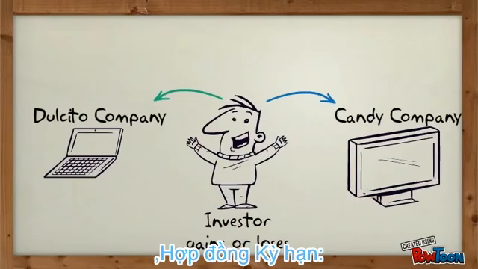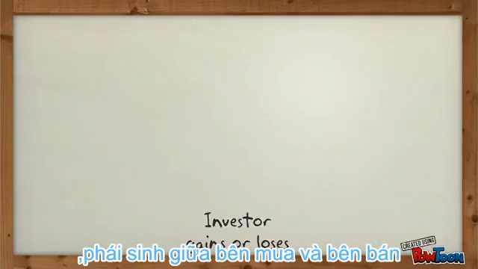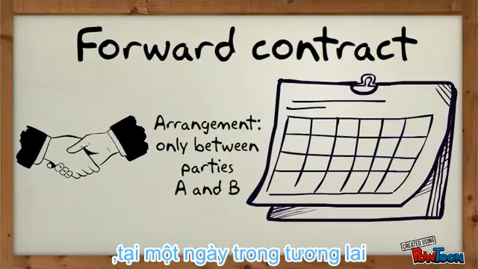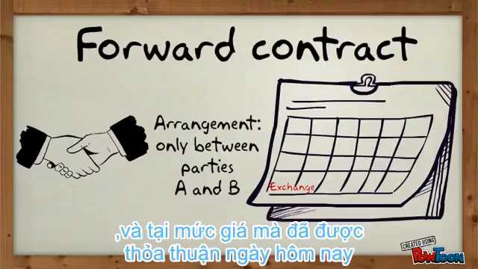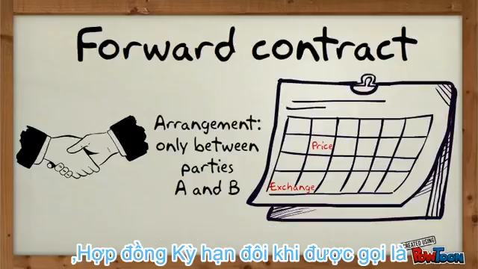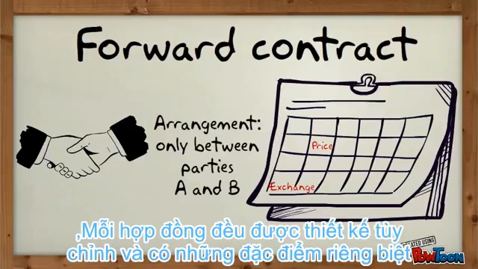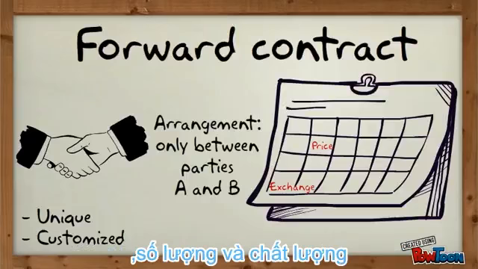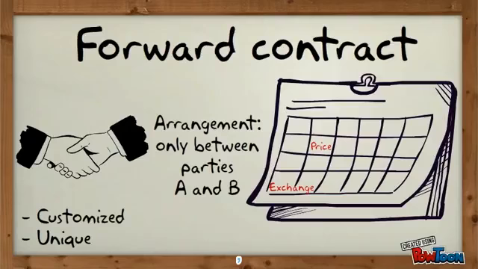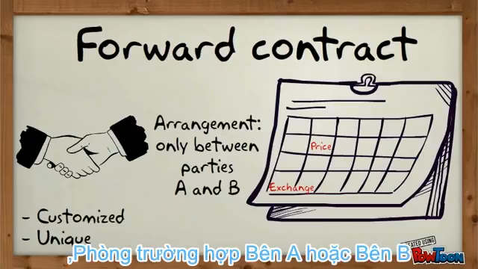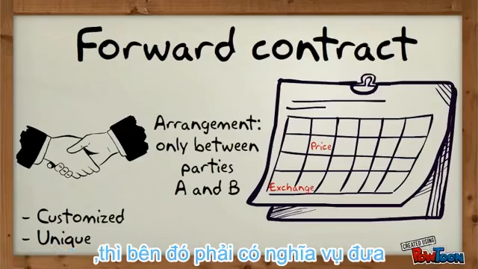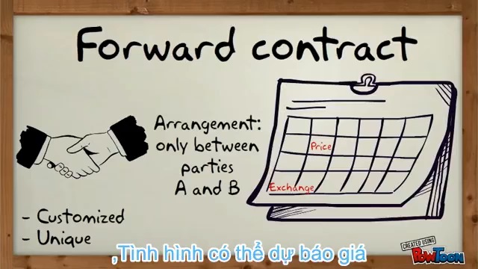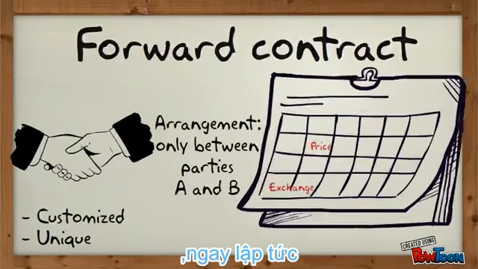Forward contracts. A forward contract is a type of derivative concerning a buyer and a seller, together with the purchase or sale of a good at a later date at a price agreed upon today. Forward contracts sometimes are called forward commitments. Each contract is custom designed and is unique in terms of contract size, expiration date, and asset type, quantity, and quality. In case Party A or Party B wishes to reverse the contract, it must go obligatorily back to the other party to do so, which being in a monopoly situation can dictate the price it wants.